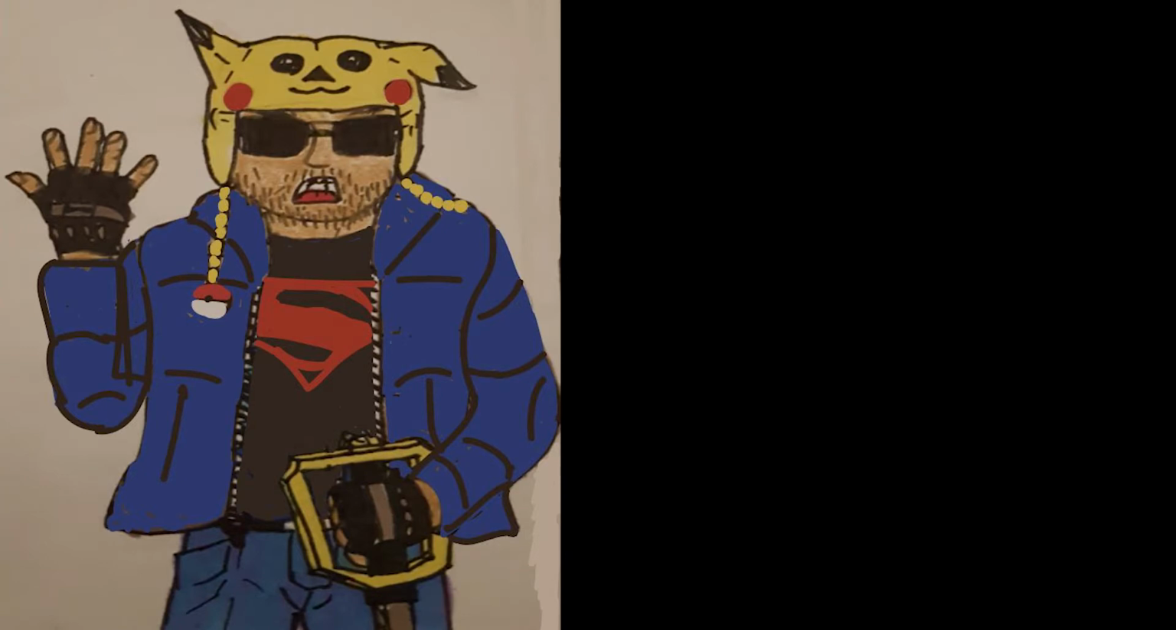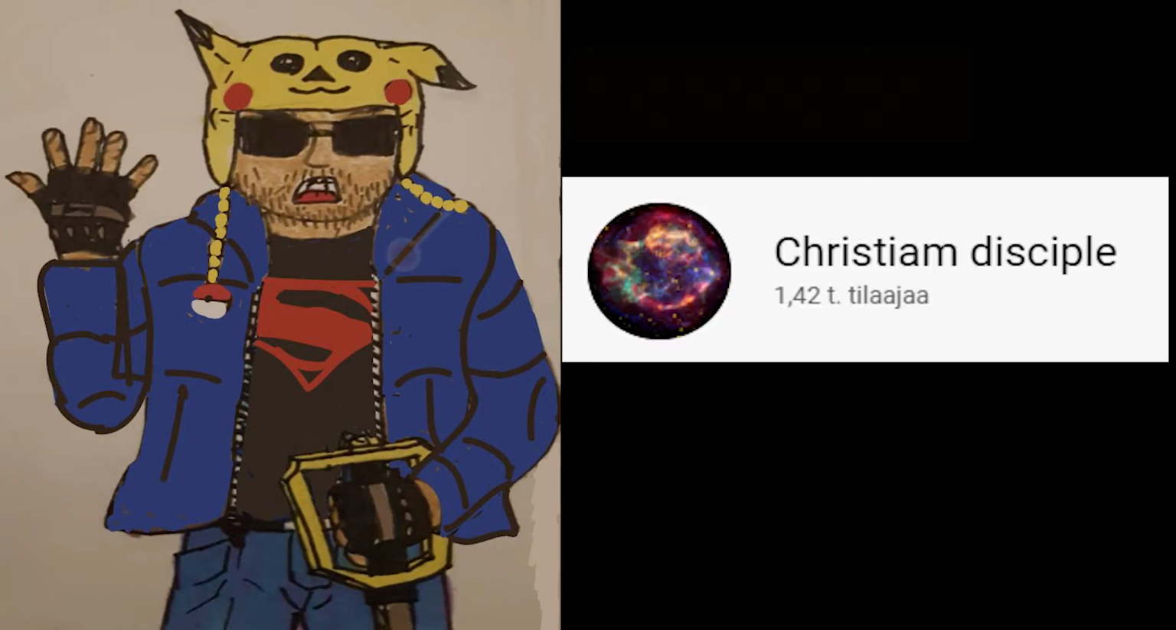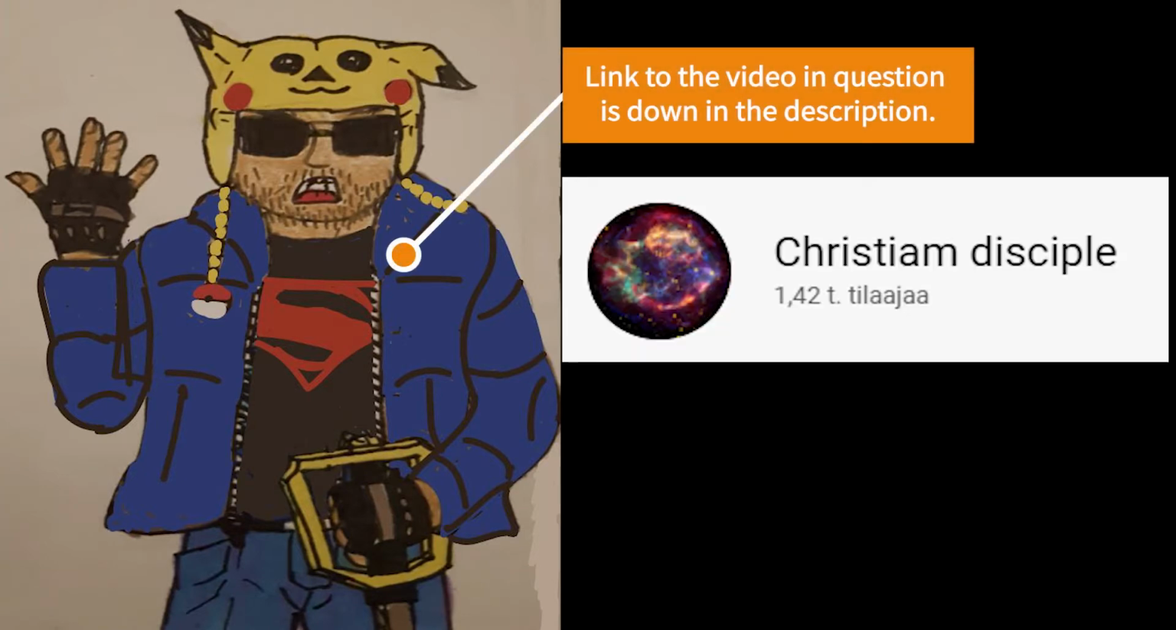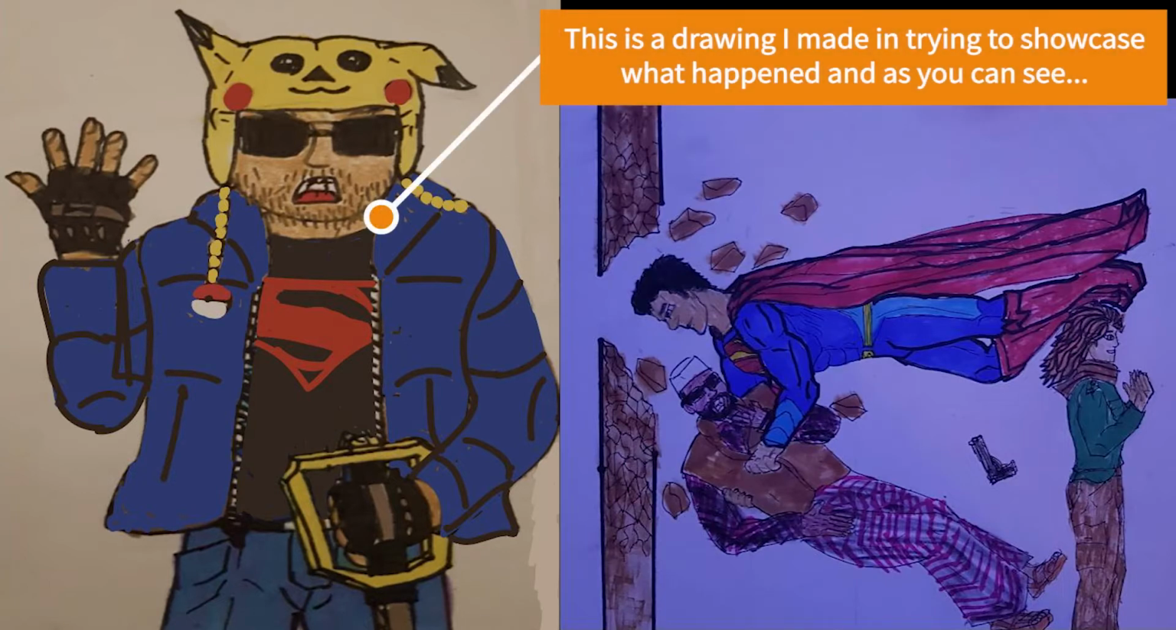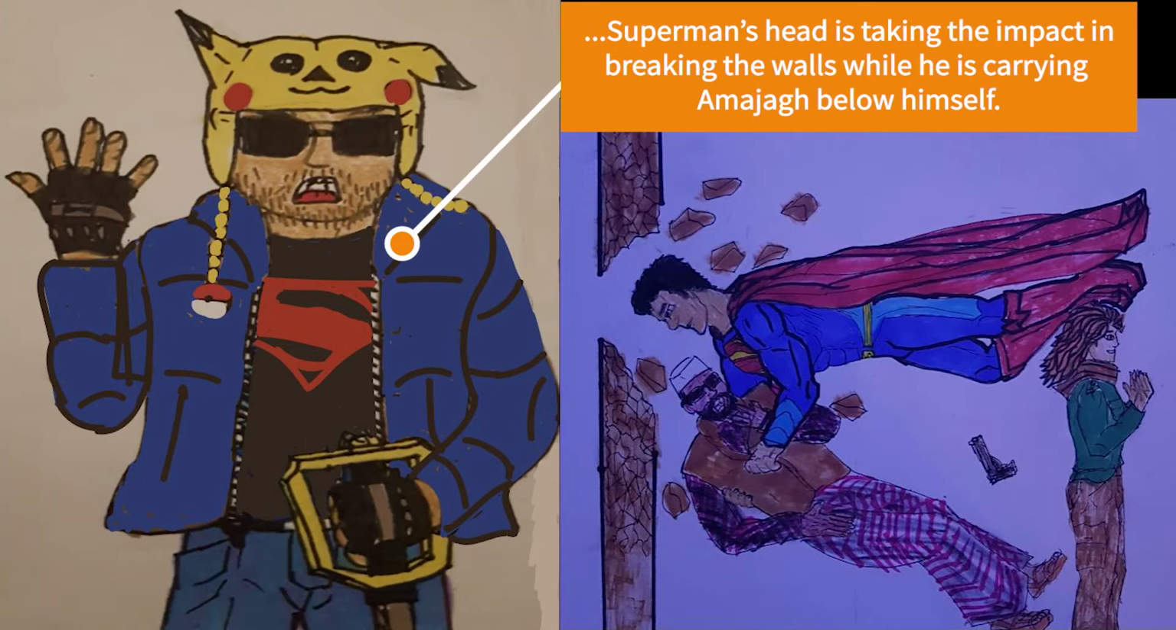However, after this movie came out in 2016, a YouTuber by the name of Christian Disciple, aka Anson Phillips, made loads of different videos talking about it, and one of them was about this scene. In his video, Anson looked at this scene better in slow motion and went through it frame by frame, showing that when Superman flew through the walls, he was carrying Amajag under his body and broke the walls with his own head, meaning that the warlord lived through this and Superman did not accidentally kill him.